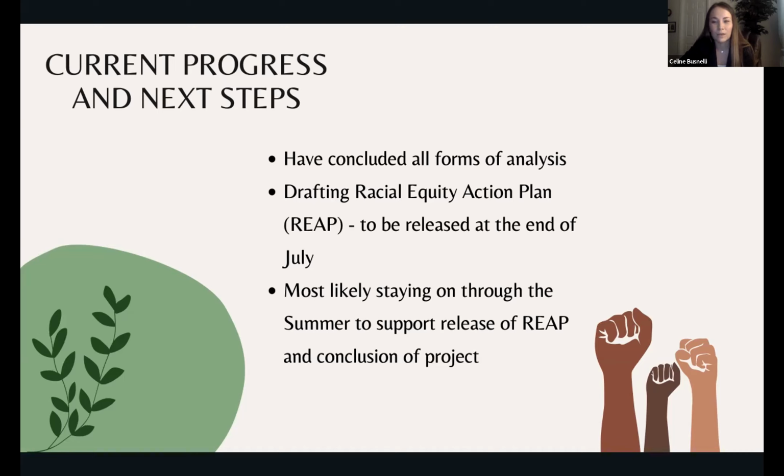And the purpose of the action plan is to outline the research methodologies and internal analysis that we've been using throughout this grant, as well as specific actions that we have outlined that we're going to change programmatically for Civic Spark and for the future, just to create better experiences for the fellows and a more equitable California, since we're representing so many different regions in California. And I'm most likely going to be staying on the team through the end of the summer to support the release of our action plan and to conclude the project.